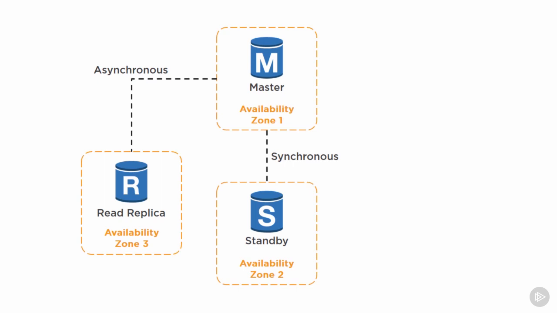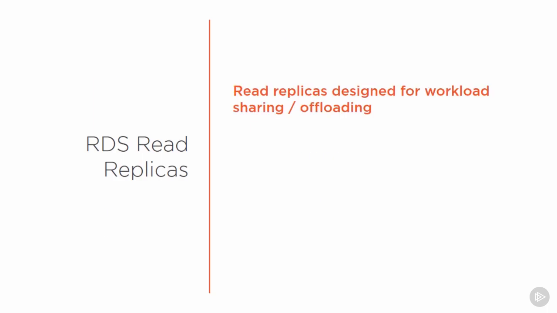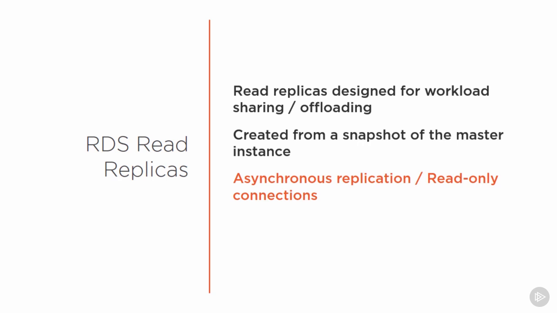So let's take a look at some of the characteristics of the read replica. Read replicas are designed for workload sharing and offloading. Because they are never going to be written to, they are designed to offload a lot of the read operations. They are created from a snapshot of the master instance. When we go in to the management console, I'll show you that when you create a replica, it is taken from a snapshot of the master instance. It is also asynchronously replicated. It's a read-only connection, and it's only for read-only disaster recovery.